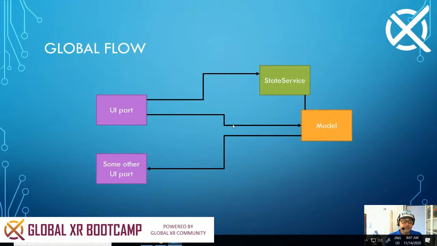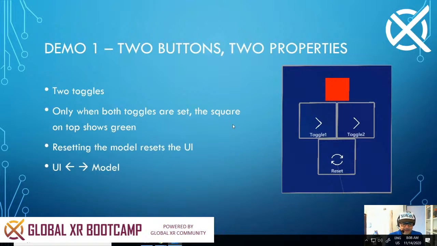What we don't have is this. There is no communication between totally disparate UI parts, and that's the problem we always had in Unity, that things actually communicated over the UI or all through the scene. This is not what we want. I'm going to show you the first demo actually implementing this.